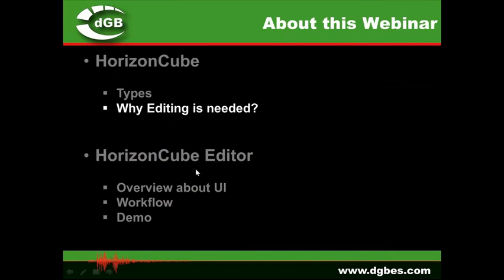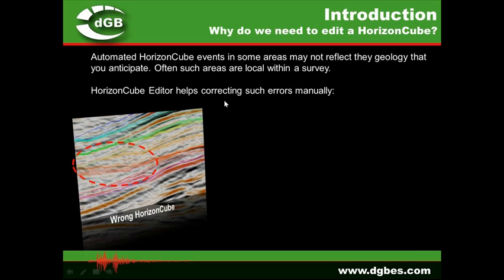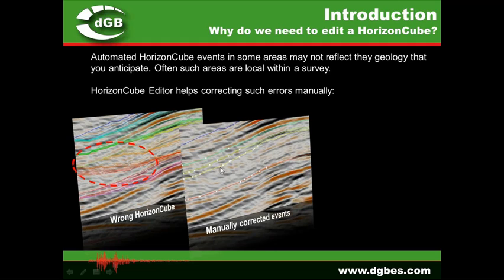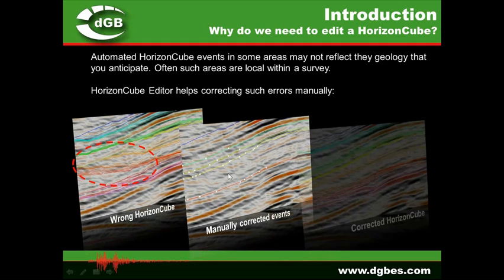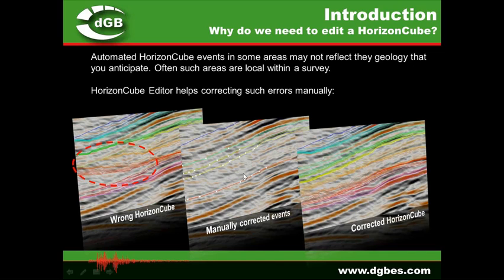The question that we may ask ourselves: why do we need editing of HorizonCube? HorizonCube is a data-driven thing. Automated horizons in some areas may not reflect the geology that you anticipate. Often such areas are local within the survey. HorizonCube Editor helps to correct such errors manually. As you can see from the bottom left image, wrong HorizonCube events go haywire. You can create a background model yourself by editing a couple of events and then apply a correction on the whole HorizonCube within an area.